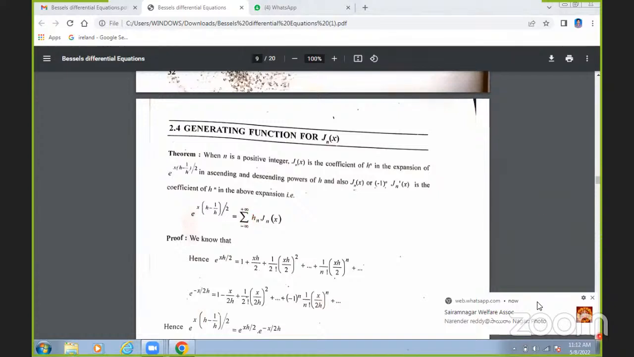What is h here? Is it a constant or something? What is the role of this h in this theorem? The h to the power of n is nothing but the coefficient of h to the power of n, and we are going to get it as Jn of x. So you see here we have.